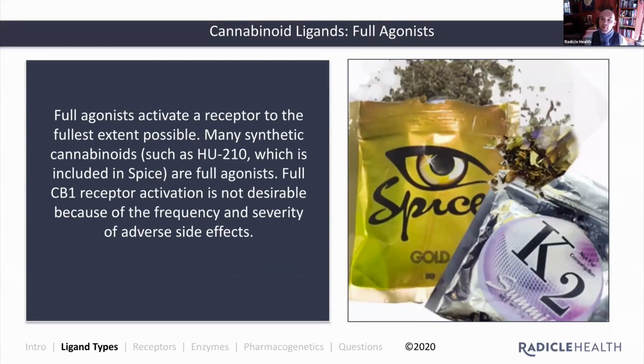So the first ligand type that binds to the orthosteric site is a full agonist. A full agonist will activate a receptor to the fullest extent possible. If you attended our January Radicle Community webinar, you know that many synthetic cannabinoids, HU210, JWH18, are full agonists at the CB1 receptor. At CB1, full agonists are not necessarily desirable because of the frequency of side effects and the severity of adverse side effects.